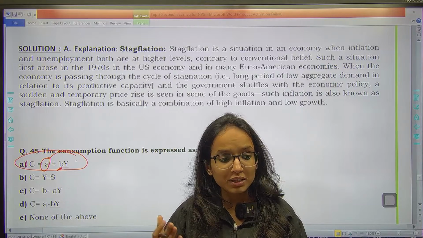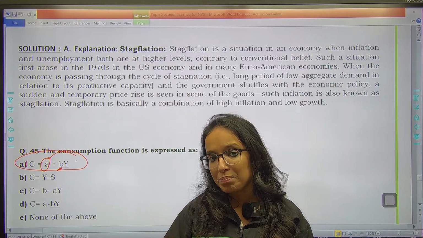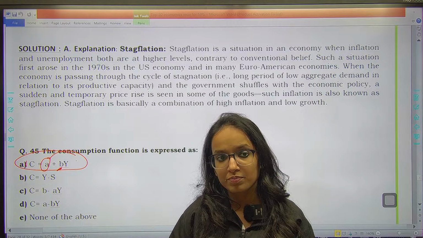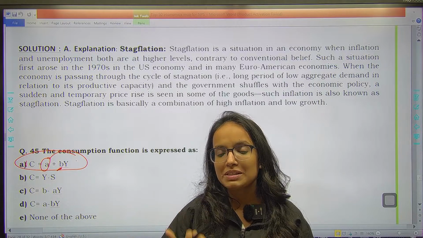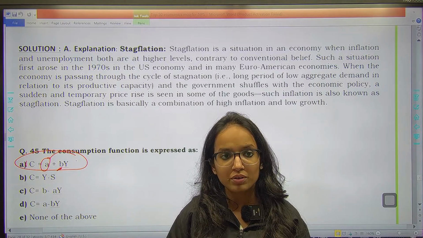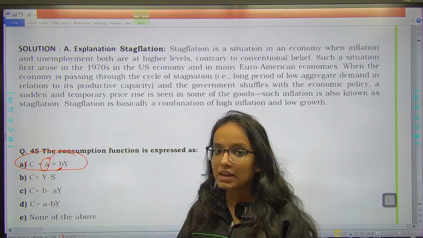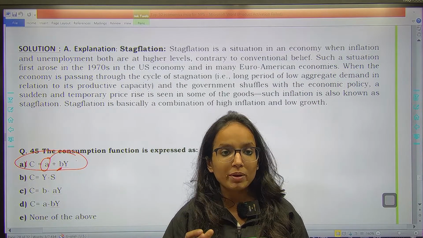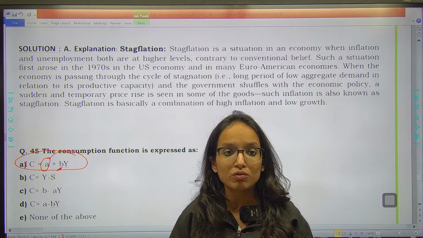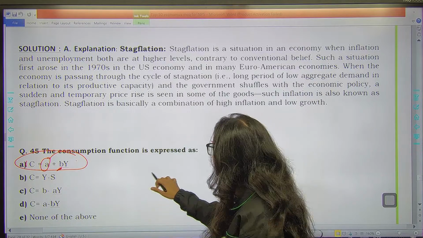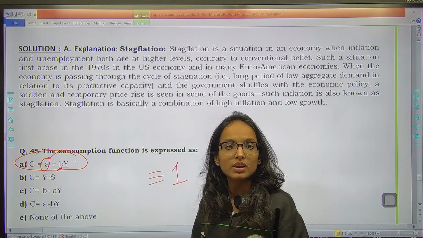And always remember, this is an identity: MPC plus MPS will always be equal to, quickly tell me, yes, B. MPC is marginal propensity to consume, and marginal propensity to save. They will always be equal to what? It is an identity. It is always equal to 1. Yes or no?